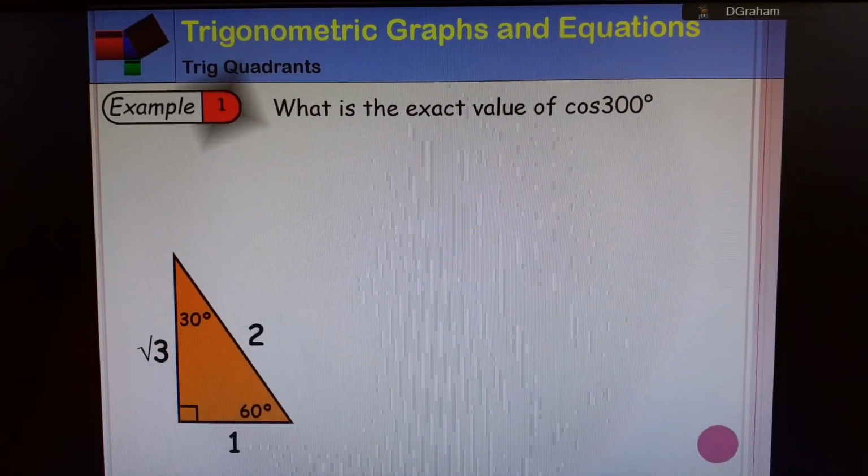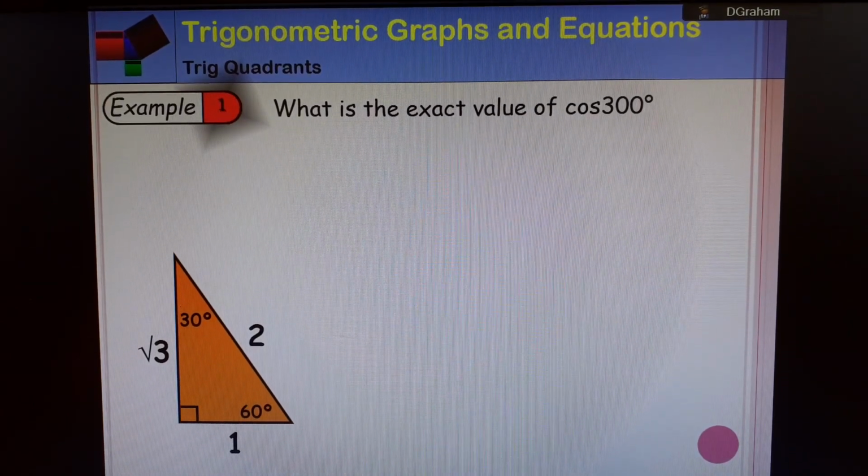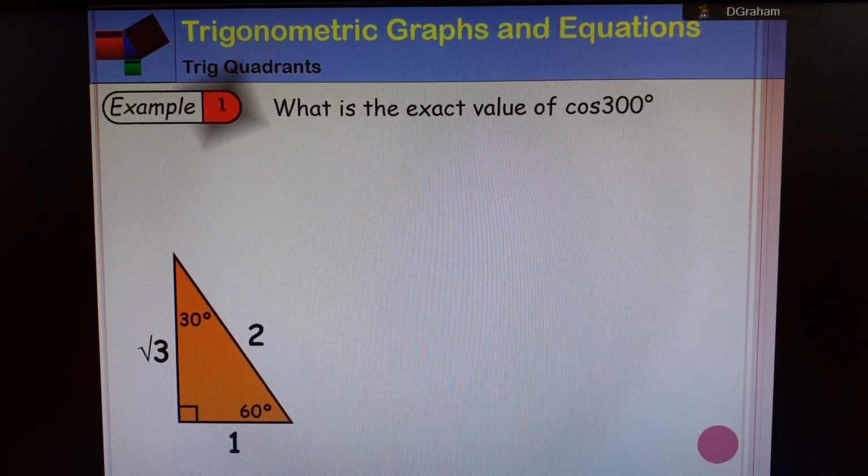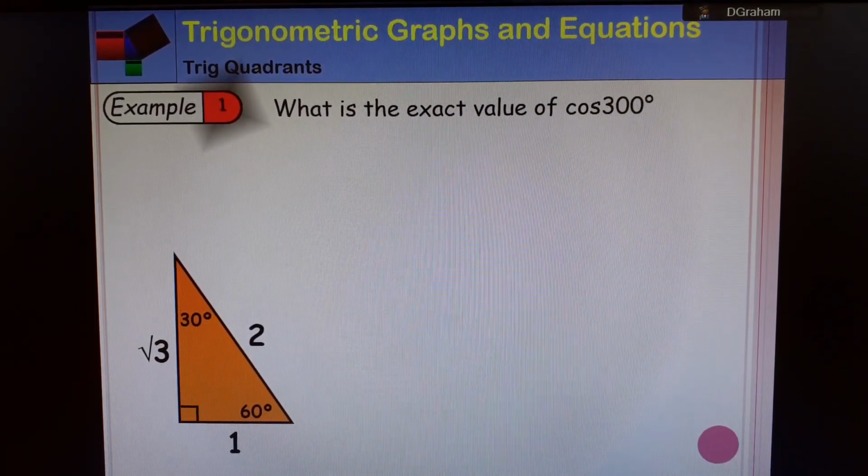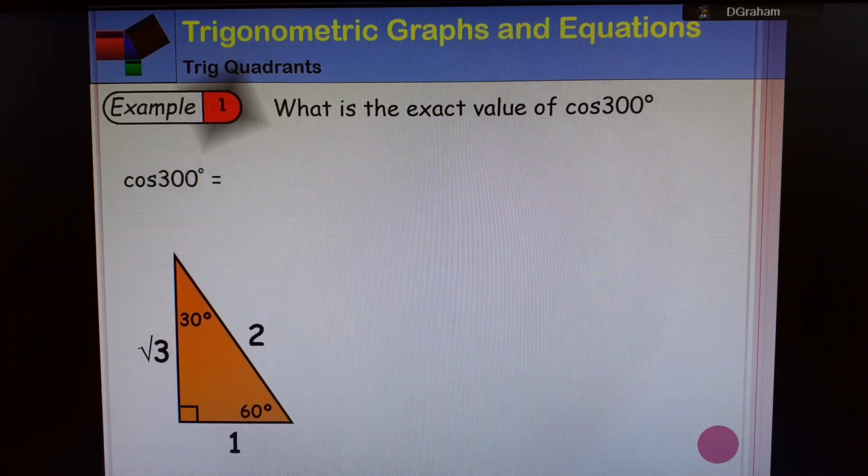Okay, let's look at an example. What is the exact value of cos of 300? So you might think, I can only do exact values of 30, 45, 60, or maybe zeros and 360s and 90s from knowing what the graph looks like. But how can I do cos of 300? Just remember that we can relate it back to the acute angle.